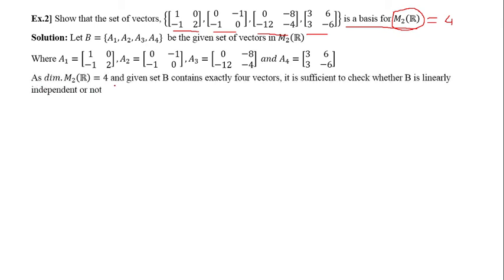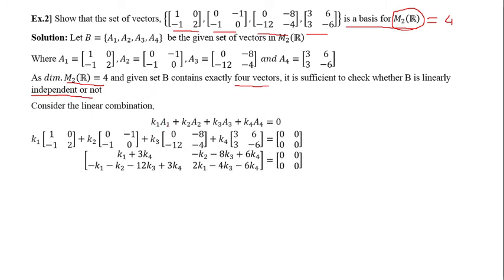Since the dimension of M2 is 4 and the given set contains exactly 4 vectors, it is sufficient to check whether B is linearly independent or not. For that, we consider a linear combination k1A1 + k2A2 + k3A3 + k4A4 = 0. What is this RHS 0? It is the zero of vector space M2(R), that is the zero matrix of order 2.